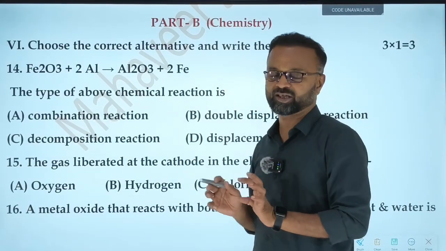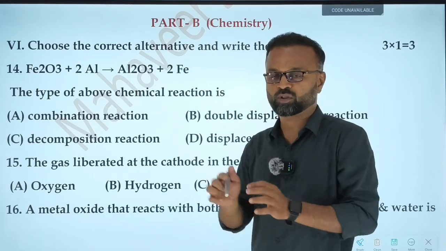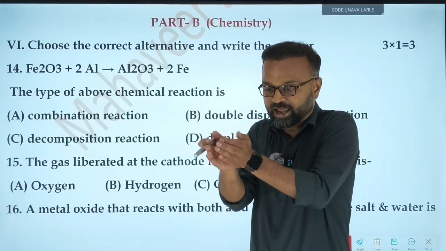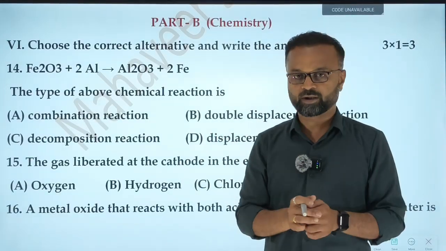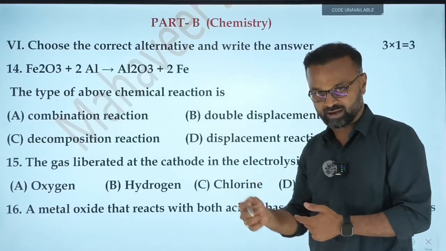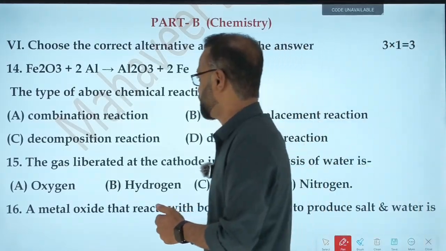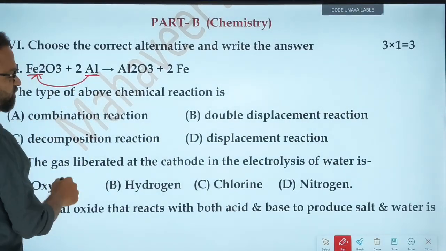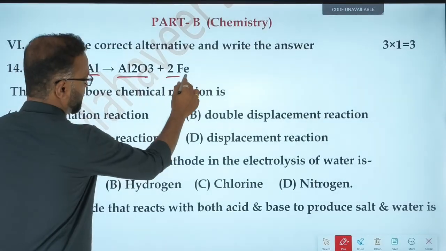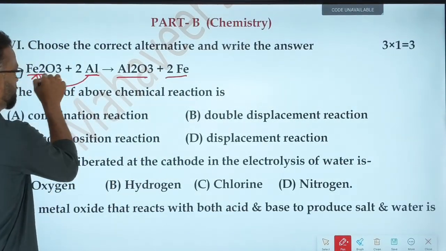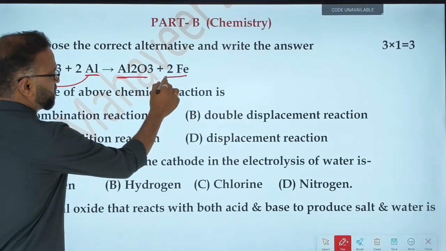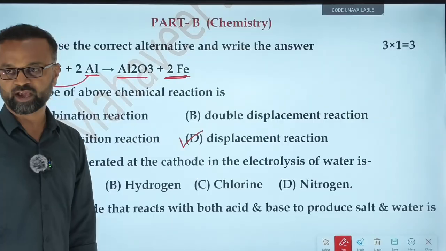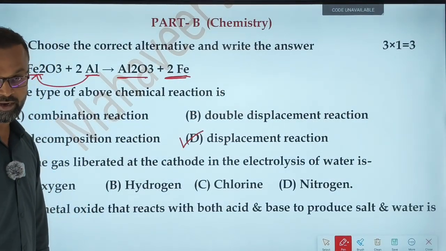As we all know, combination reaction means 2 or more reactants combined together to form a single product. Decomposition, a single reactant will break down to form 2 or more products. Double displacement, mutual exchange of ions takes place. Displacement reaction, a more reactive element displaces the less reactive element from its compound, to form aluminum oxide and iron. That means aluminum will displace the iron from its oxide and form the aluminum oxide, and iron is displaced. So that's the reason it is a displacement reaction.